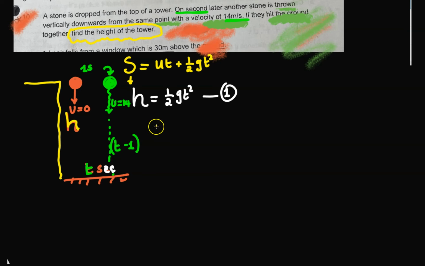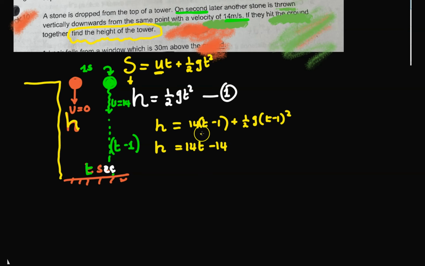So having identified that, we are now going to form an equation for the second ball. The height it is going to cover is the same height, h, which is the initial velocity, 14, times t minus 1, that's the time it takes, plus a half g times t minus 1 squared. Let's open the brackets so that we can simplify this. This is going to be 14t minus 14. I'm done with the first bracket because I've multiplied 14 by both terms.